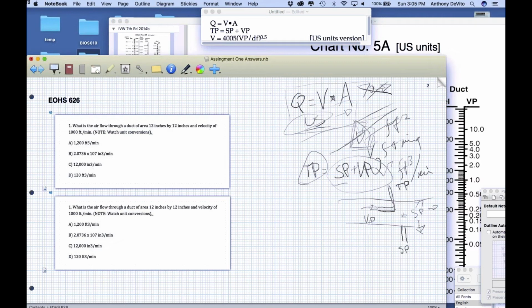Then our velocity pressure is determined by taking our total pressure and subtracting our static pressure, which leaves us with our velocity pressure. It's just a rearrangement of this formula, where this term goes over to the other side.